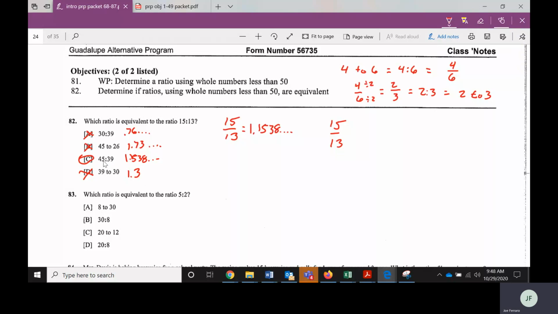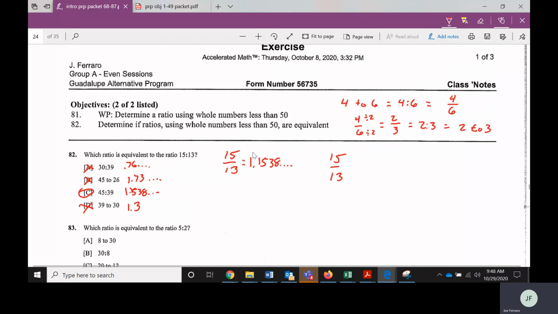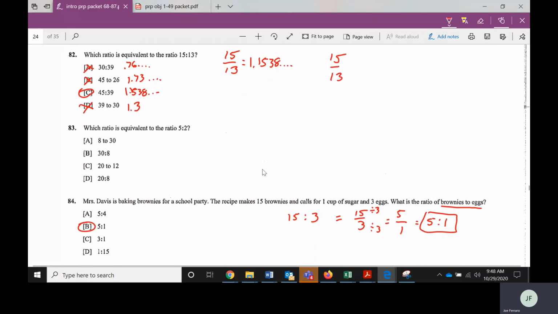This one, same thing, 45 is first. 15 times 3 is 45, so take the bottom by 3, or sorry, 39. 13 times 3 is 39, so that's our answer. Okay, so you could either keep it as fractions or you can change it to decimal. So I'll do this one in the reverse order. I'll do it fraction first, and then I'll do decimal, and then we'll be done.